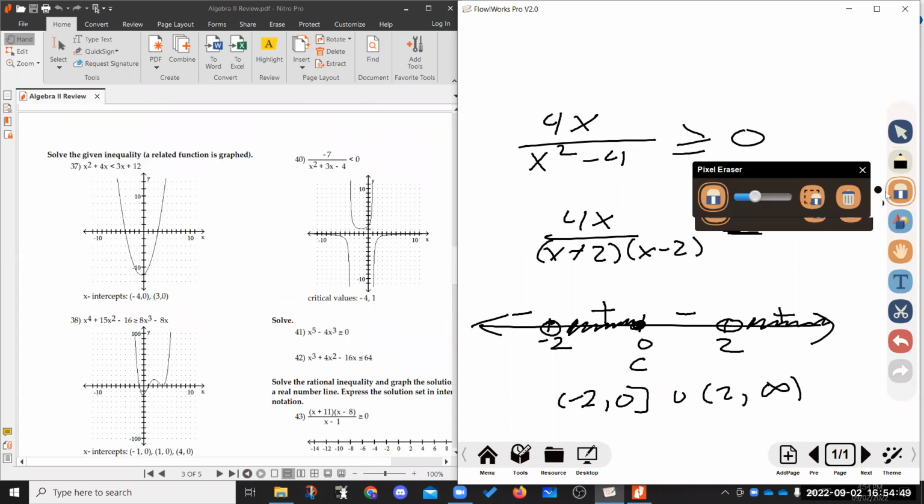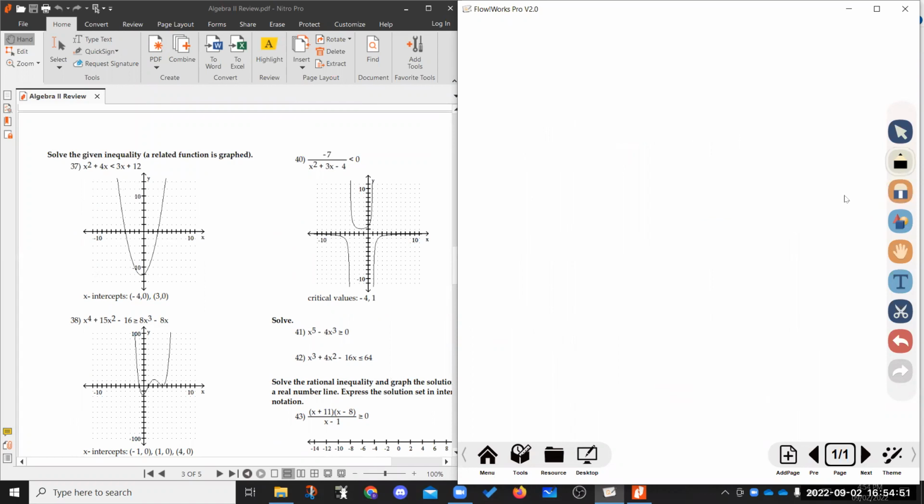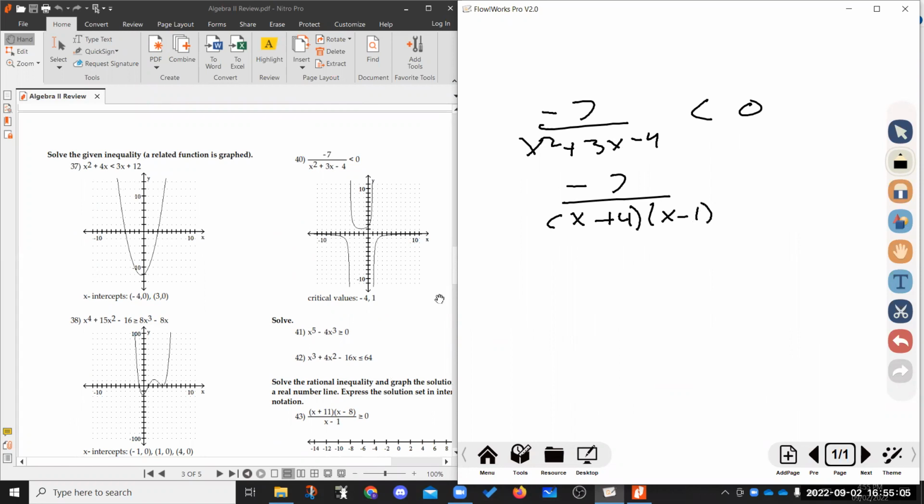Number 40. Have negative 7 over x^2 + 3x - 4 less than 0. So we're going to factor the denominator, (x + 4)(x - 1). Critical values are negative 4 and 1. You've told us, we just got that from factoring. So we have negative 4, we have 1, have open circles there.